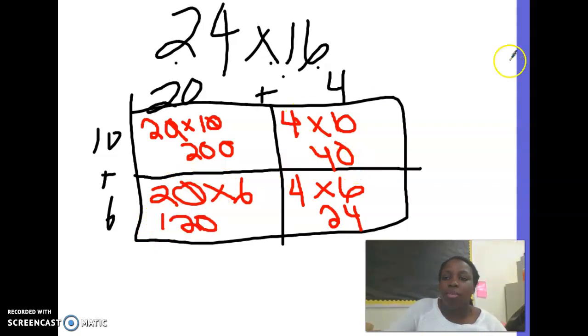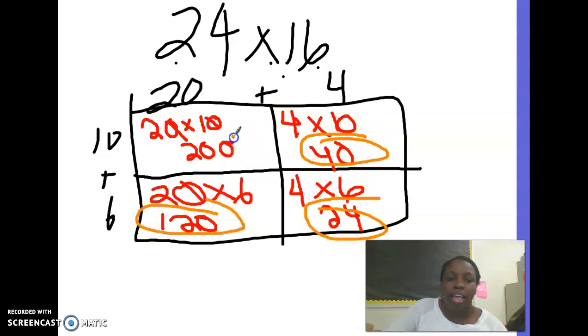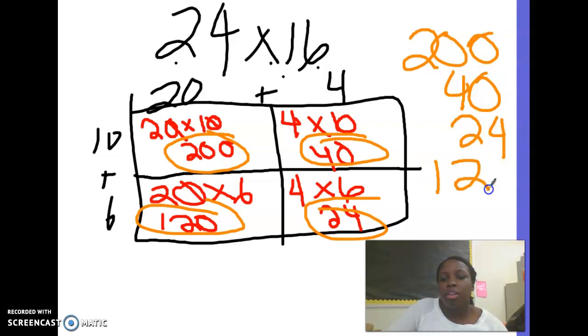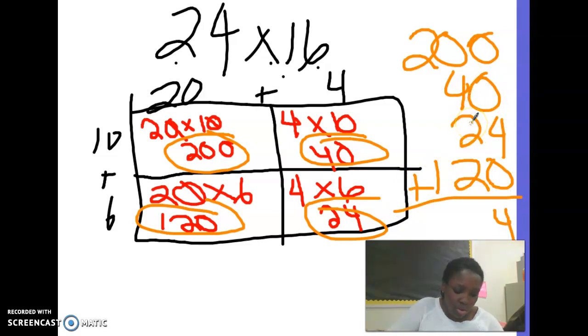Now, what do you think I have to do with all of these numbers? Good, I have to add all of these numbers up. So I'm going to add up 200 plus 40 plus 24 plus 120. When I add all these up, 0 plus 0 plus 4 plus 0 is 4. 4 plus 2 plus 2, 4, 5, 6, 7, 8. And then 2 plus 1 is 3. So my answer will be 384.